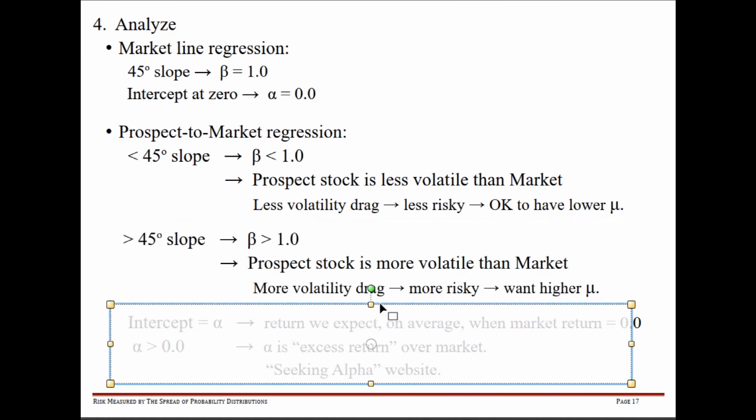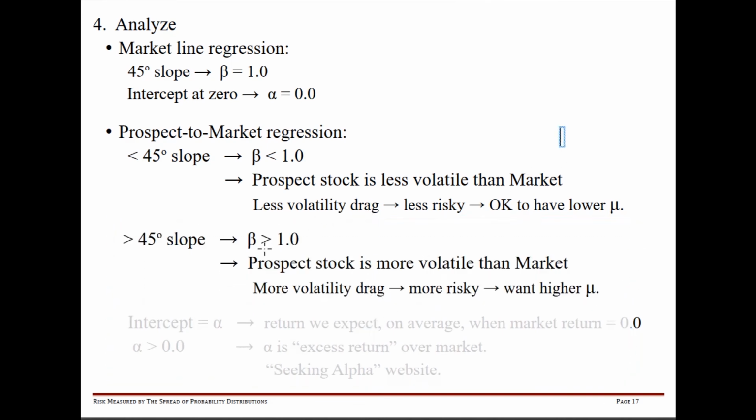And if, on the other hand, when we do our regression, we get a beta that's greater than 1, it's telling us our prospective stock or ETF is more volatile than the market. We have more volatility drag, so we're going to overcome that. There's nothing wrong with that, but to overcome that, we want to have a higher expected value.